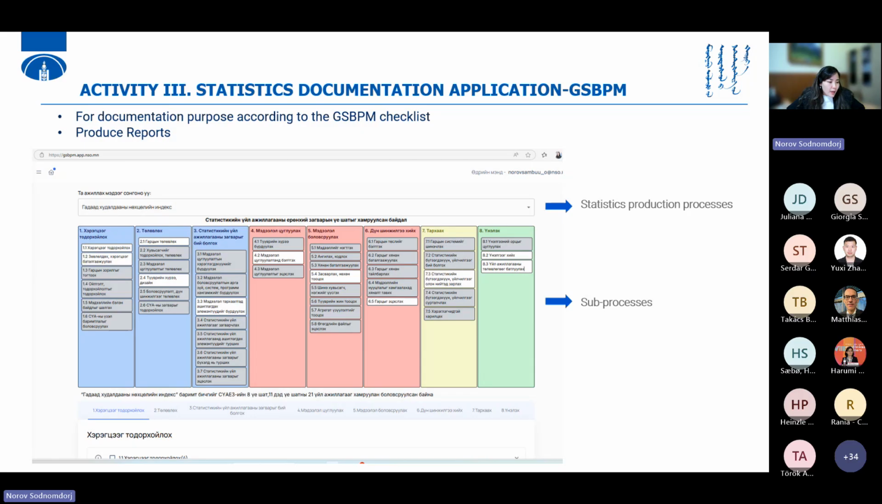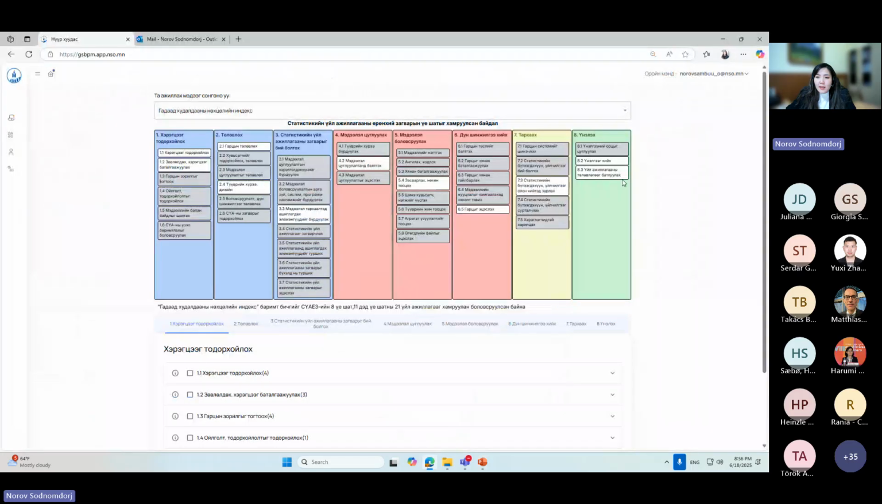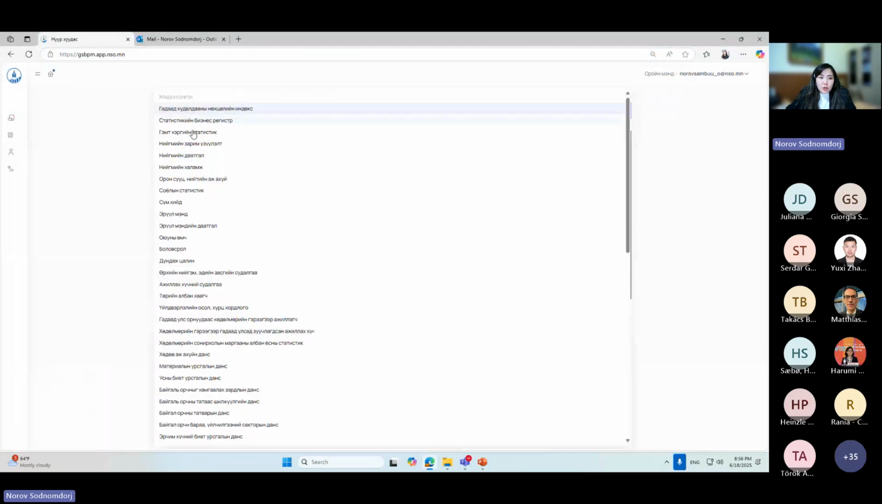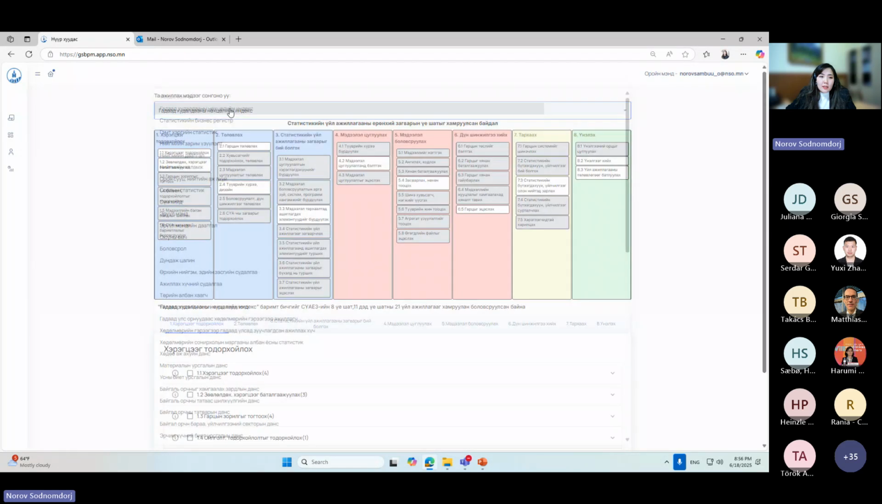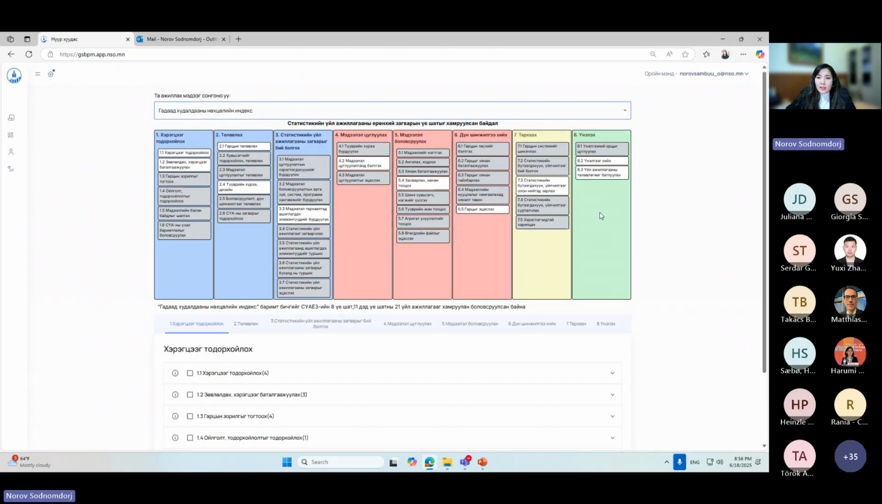So our third action that I would like to share is also based on this checklist. We are now in process of trying to develop the statistics production documentation application based on the GSBPM basis. So this is kind of like a GSBPM database for all of the statistical domains that NSO produces. I'm sorry, this is in Mongolian, and here all of the statistical domains are showing. For example, let's choose the statistical business registers, and then you can see what sub-processes are followed for these domains.